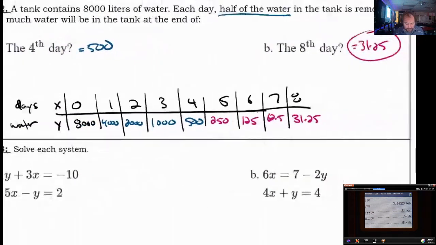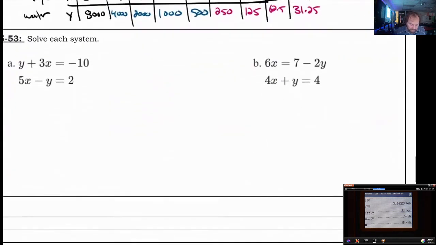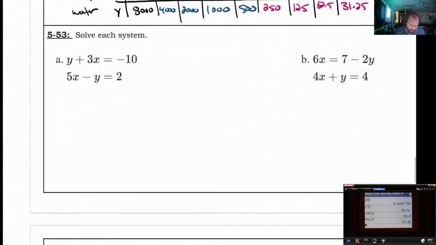Not too tough. A table is an excellent way to reason that problem out. We got some systems of equations in 53, so let's get into it.